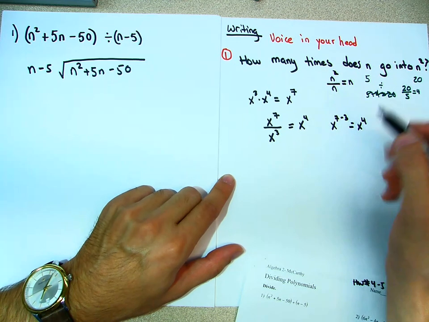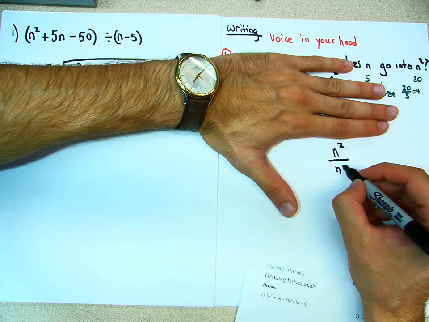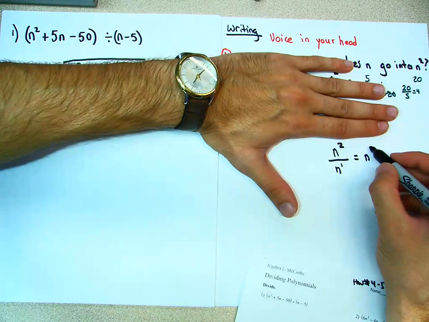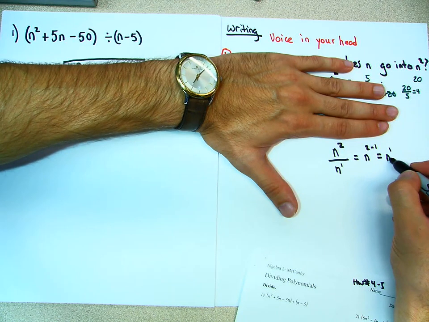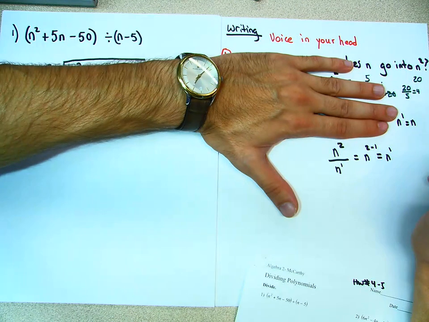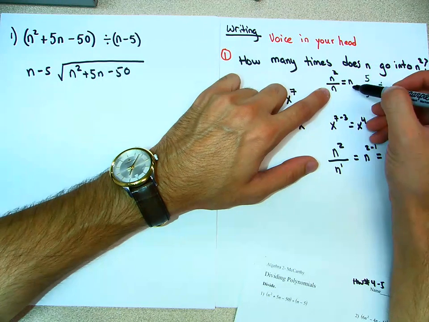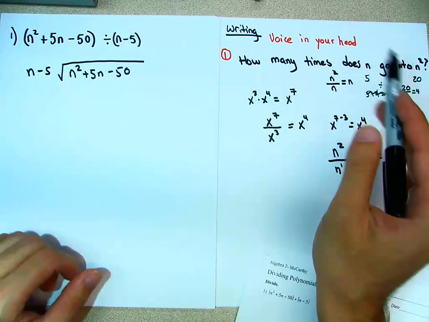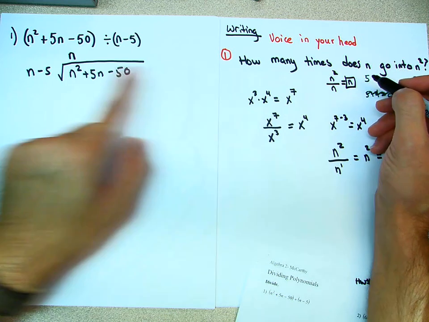So let's look at this example here. If I have n squared over n, secretly there is a 1 here, right? So I'm really doing n to the 2 minus 1, and that's n to the 1. But remember, n to the 1 is the same as n, because it's just the invisible 1. So it's just n. And that's what we had here, n squared divided by n is n, okay? So how many times does n go into n squared? It goes in n times. This n here goes right here.